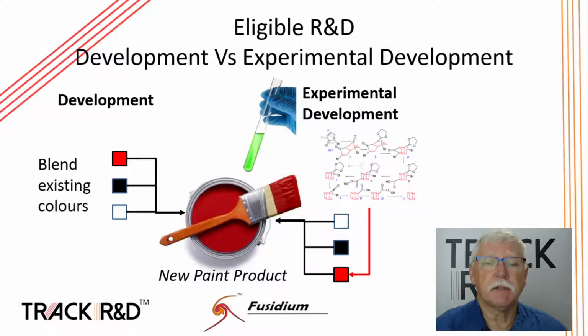In this process, there is technical risk. Some of the chemical elements will not stand up to UV radiation. Some of the chemical elements may react adversely with other elements within the paint product. All of this represents technical uncertainty, and thus the experimental development would be eligible under the R&D tax incentive, whereas the primary product development is not.